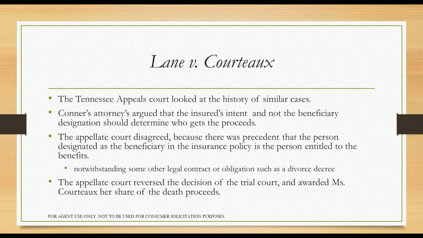The appellate court said that there was, in fact, precedent that a beneficiary designation could be overridden, but it could only be overridden in cases where there was a clear contract, such as a divorce decree, that required it to be overridden. And because the circumstances weren't so clear here in the Lane versus Cordo case, the appellate court reversed the decision of the trial court and said that there was insufficient reason to override the plain language of the beneficiary designation. And so the bottom line was that Mrs. Cordo would get the death proceeds and would have no obligation to use those death proceeds for Connor's benefit.